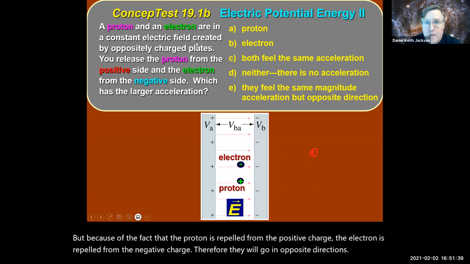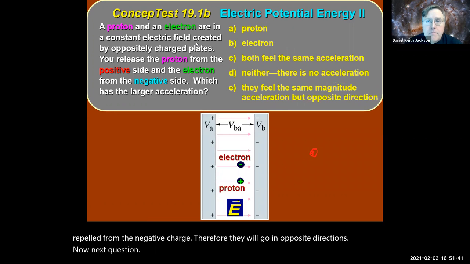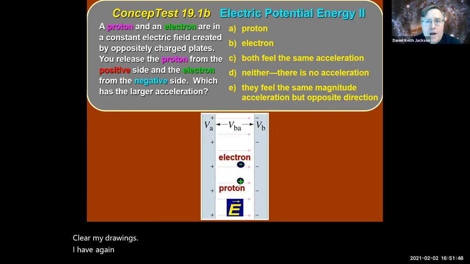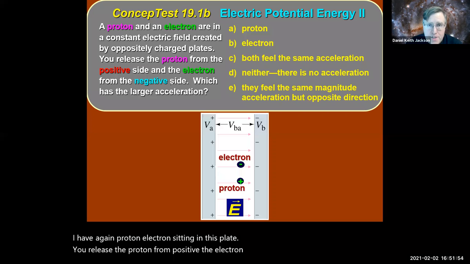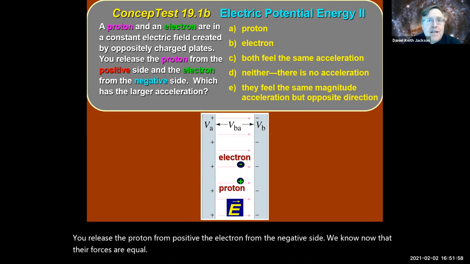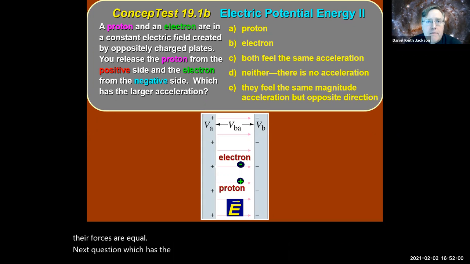Now, next question. Put in my drawings. I have, again, proton, electron sitting in this plate. You release the proton from the positive, the electron from the negative side. We know now that their forces are equal. Next question, which has the larger acceleration? And remember, the proton is about 2,000 times bigger and heavier than the electron.